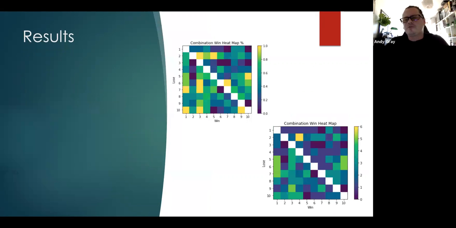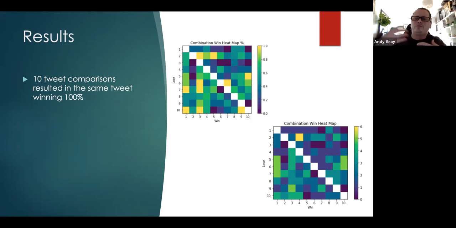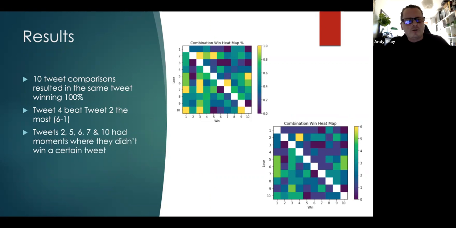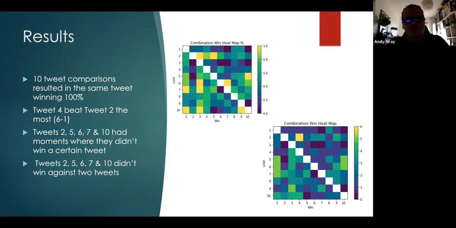But when we look at the win percentages and the number of wins, we found that in the 10 tweet comparison the same tweet won 100% of the time, which is also reflected in the results, where these particular tweets were way higher than the other ones. Tweet 4 beat tweet 2, for example, the most, 6 times to 1. However, tweets 2, 5, 6, 7, and 10 had moments where they didn't win against certain tweets at all, and didn't win against at least 2 tweets, okay?